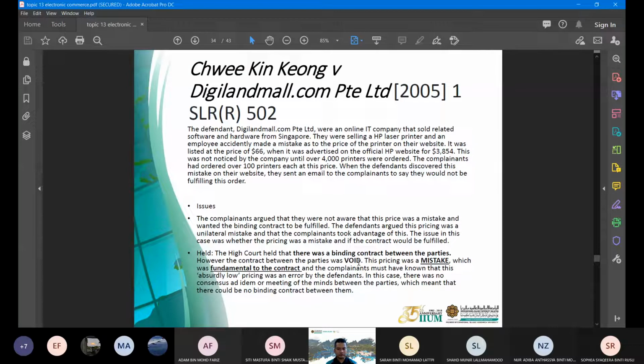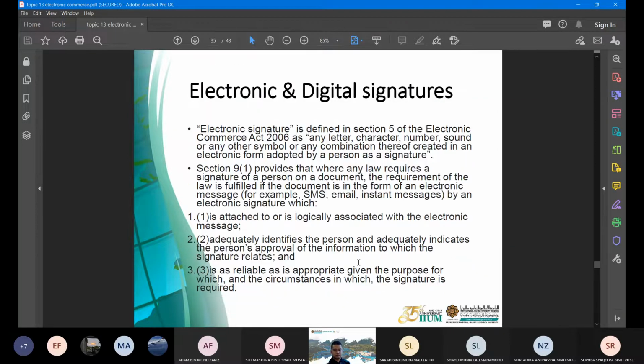So though the complainant might have felt this is not fair for me, but again, if the matter was not referred to the court, then in the first place, there is a contract. You know, the contract exists. But if you want to invalidate the contract, then that is where the role of the court comes into play. Okay, so that is about online contracting.